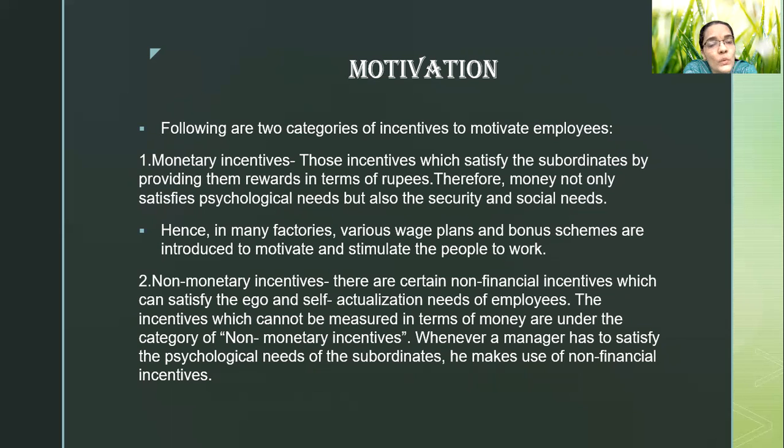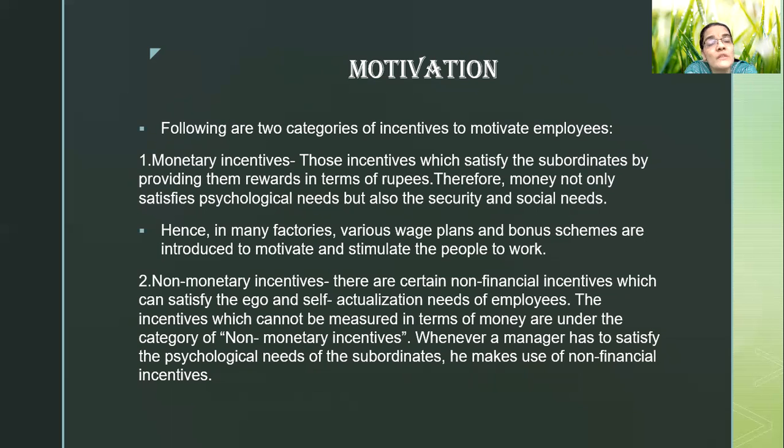When the person is secured, it means he has his own house, he has a good job, he is earning very well. Now he will be looking for a status in society, which is called a social need. So we can see in many factories various wage plans and bonus schemes being introduced to motivate and stimulate the people. Why? Because every individual is going to follow these steps: physiological needs, then safety and security needs, social needs, then comes self-esteem needs.